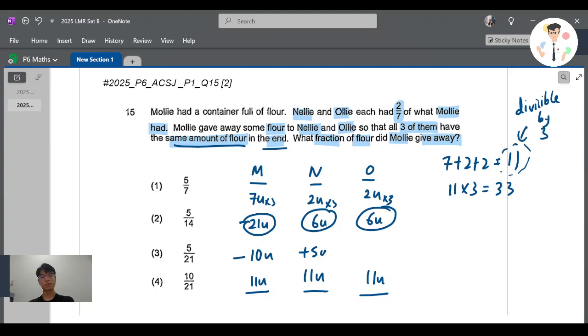So I know here will be plus 5, right? Here will be plus 5. So it'll be 11, 11. So that means Molly needs to give 10 units out of the 21 units that she or he has.